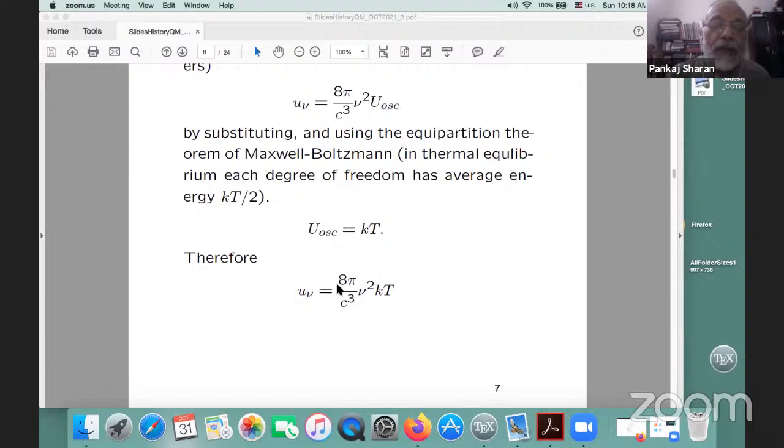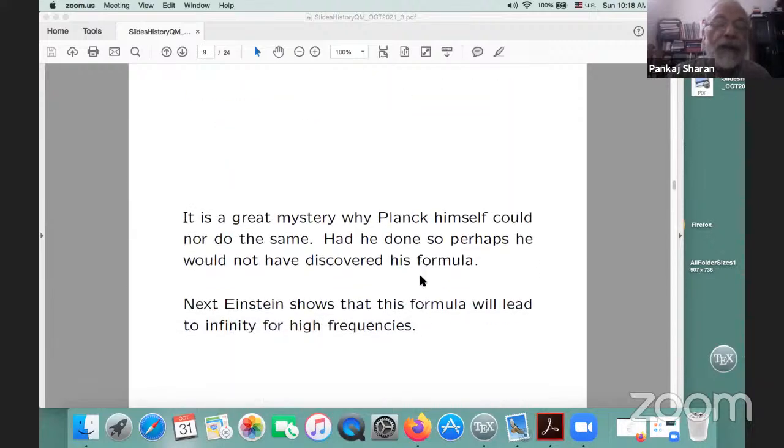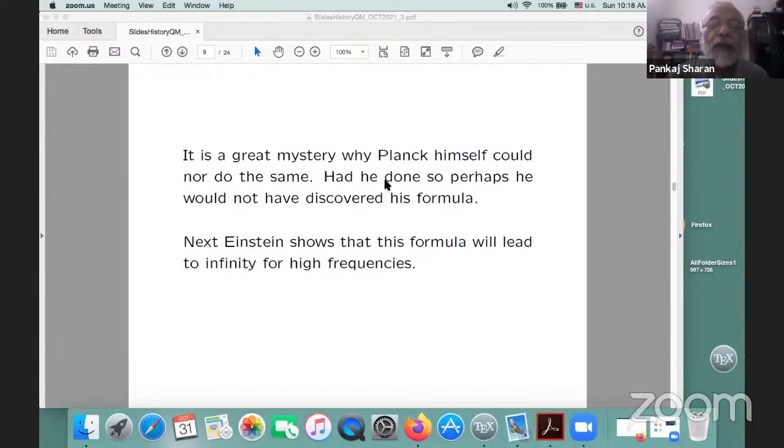Anyway, so if this is given, it is what I was saying, that Planck himself could have discovered this, but he did not do it, and it was lucky for us because he obtained Planck's formula instead by combining that.